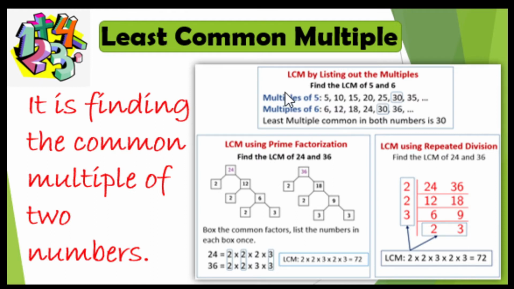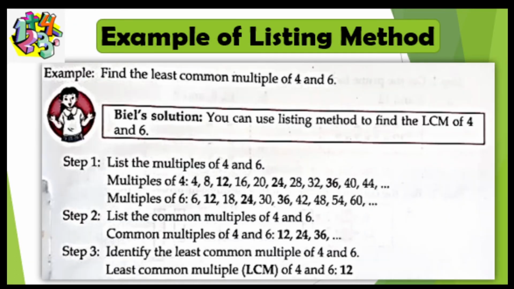In listing method, you are just going to list out the multiples and then find the least common multiple. In prime factorization, you are going to use the tree method and list down all the prime numbers, then multiply to get the least common multiple. Or using repeated division to get the least common multiple. Example of listing method. You have to find the least common multiple of 4 and 6.